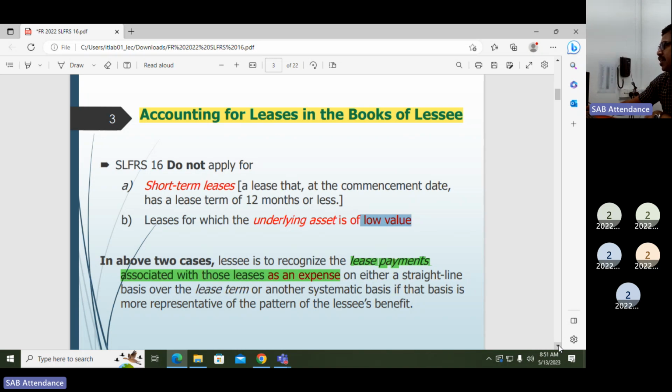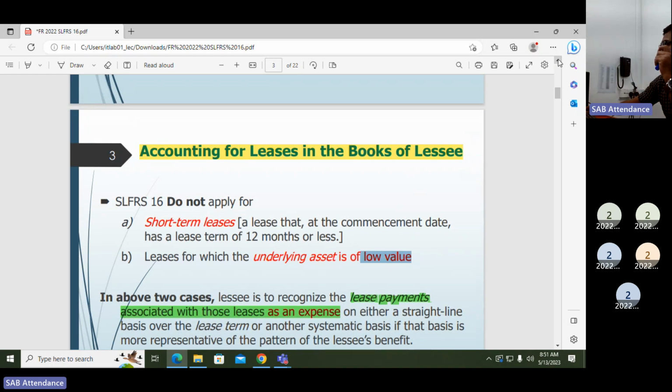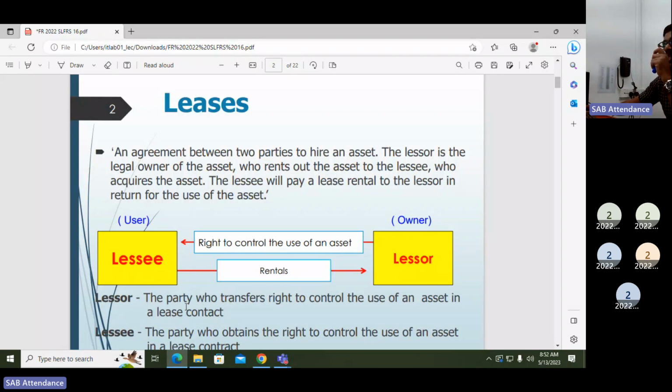Now we move to the accounting treatment for leases in the books of the lessee. The lessee is the party who obtained the asset, the user. We are going to look at the lease from the two parties' perspectives, lessee and lessor. So we start with the lessee.